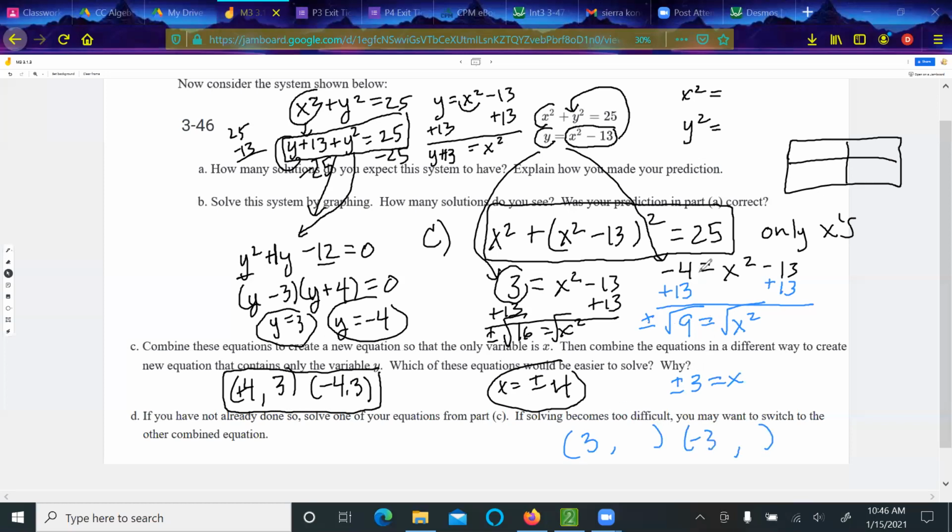And then what did we plug in for y there? We plugged in negative 4. Remember, we got y equals negative 4. So this is going to be negative 4. That's going to be negative 4. So those are our 4 solutions. And that's how we did it algebraically, right?